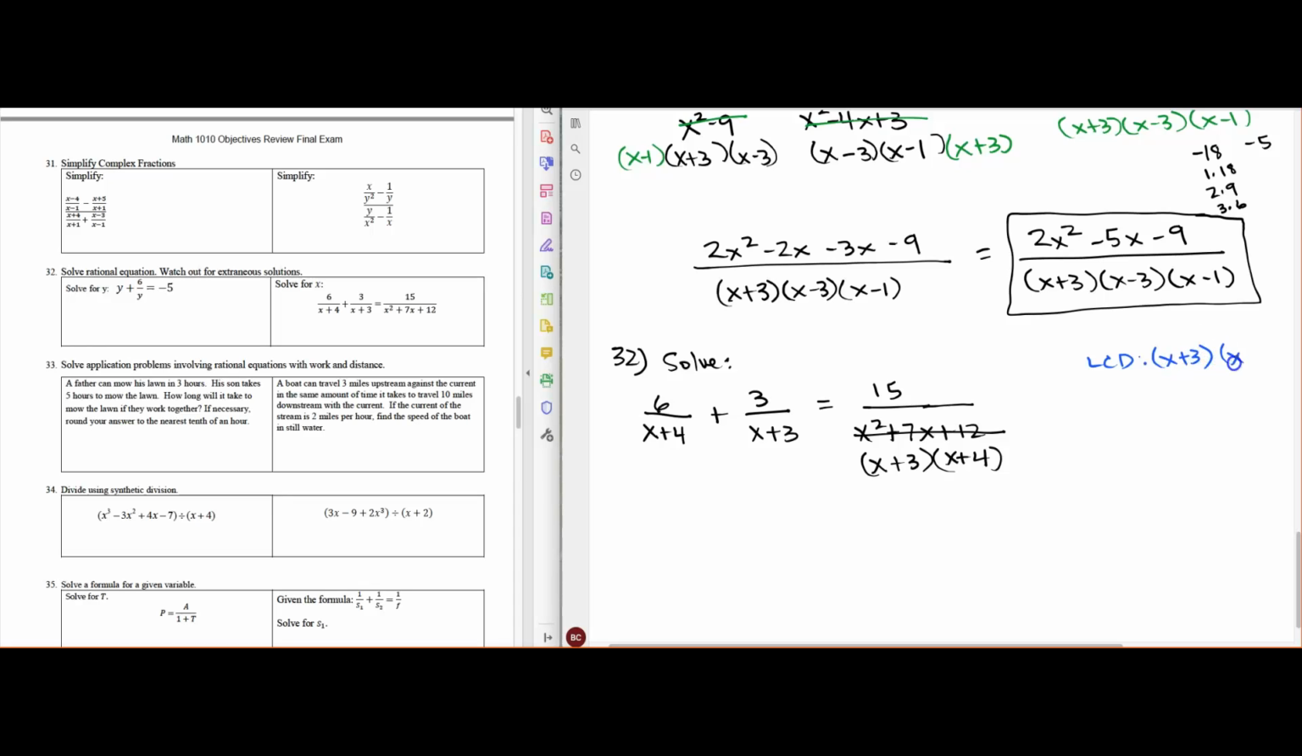So remember, I can kill off these denominators when I have an equation. Okay? It only works with an equation. Right up here, we had to work with the denominator. So here, I'm going to multiply each part by the x plus 3 times x plus 4.